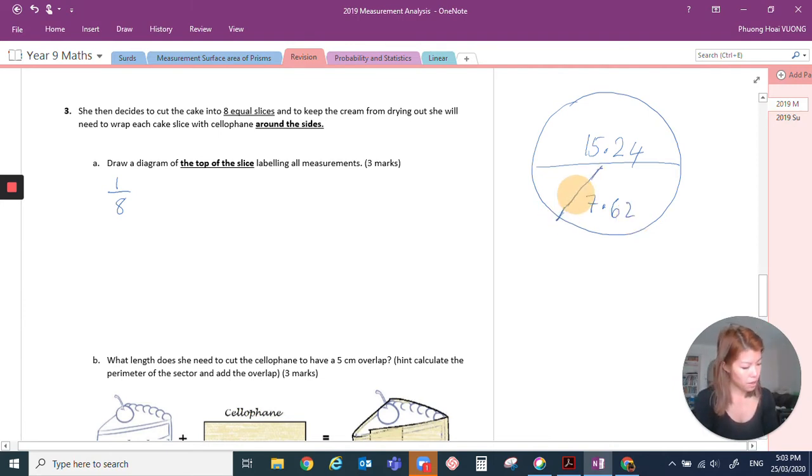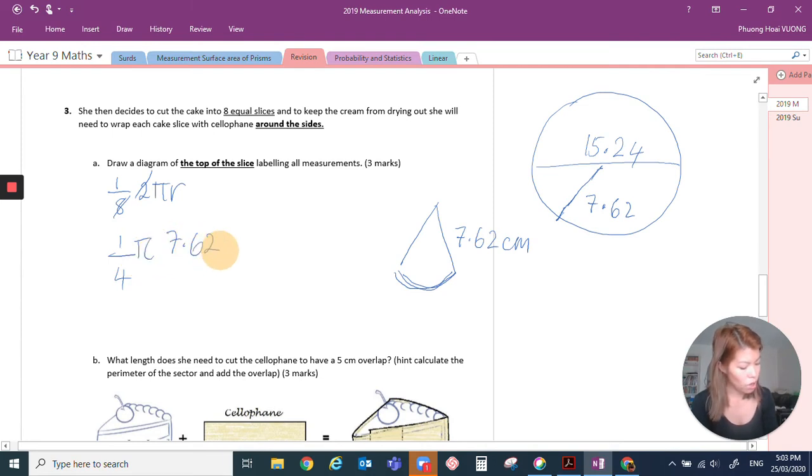So now we have to draw the diagram of the top of the slice. So the slice will look like this with 7.62 centimeters as the radius. How do I find out the arc? So it's 1/8 times the circumference, so 2 pi r. So we have 1/4 pi times 7.62, which gives us 5.98 centimeters. So 5.98 centimeters. And you can add the degrees if you want to, but the diagram and these 2 measurements give you the 3 marks.